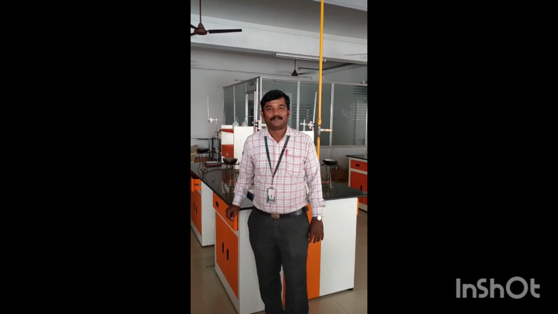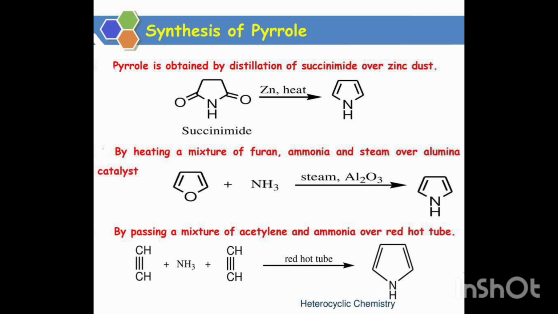Hi everyone. Now we are going to discuss the synthesis and reactions of pyrrole. Before going into the topic, we have to know what pyrrole is. Pyrrole is a five-member ring with one heteroatom. It is aromatic in nature. Normally, it is a colorless liquid, but on exposure to air, it becomes dark, and it has a molecular formula of C4H5N.